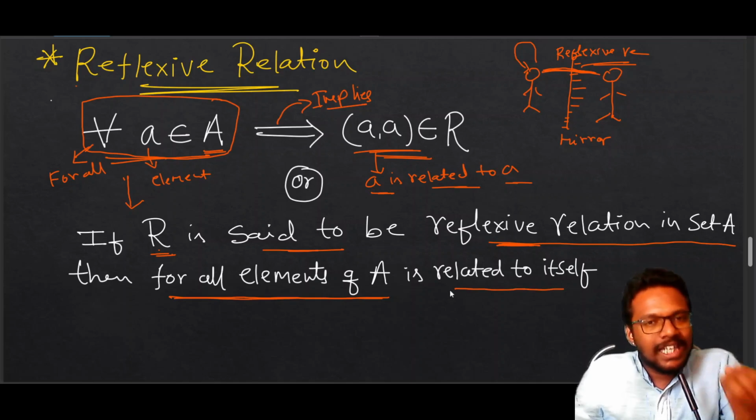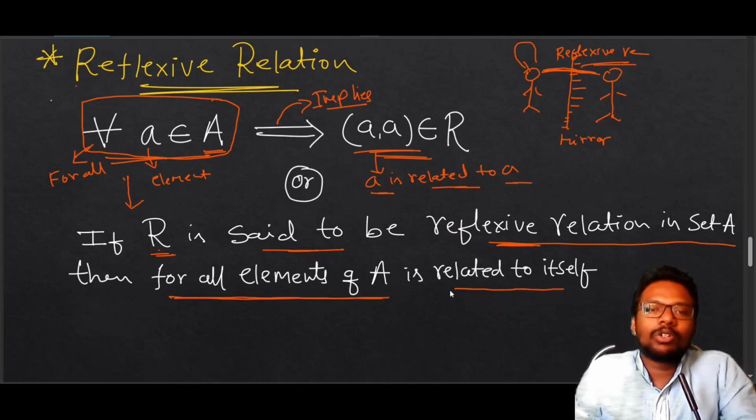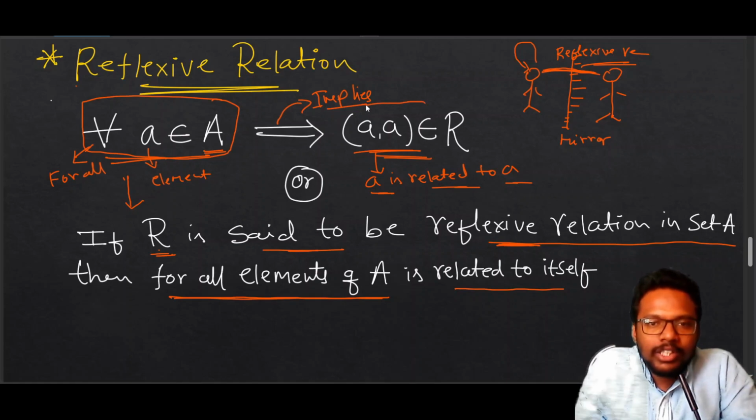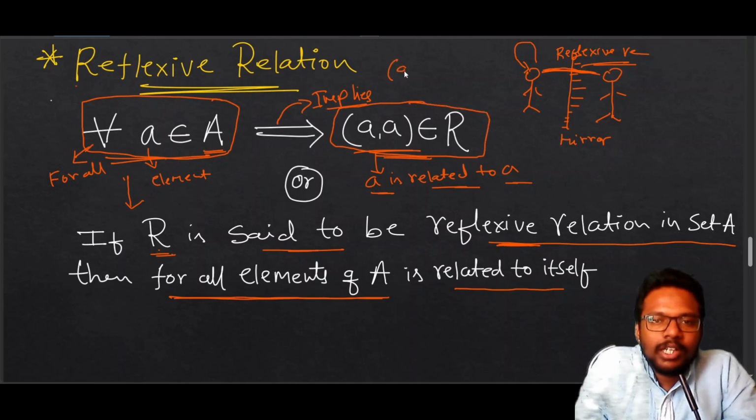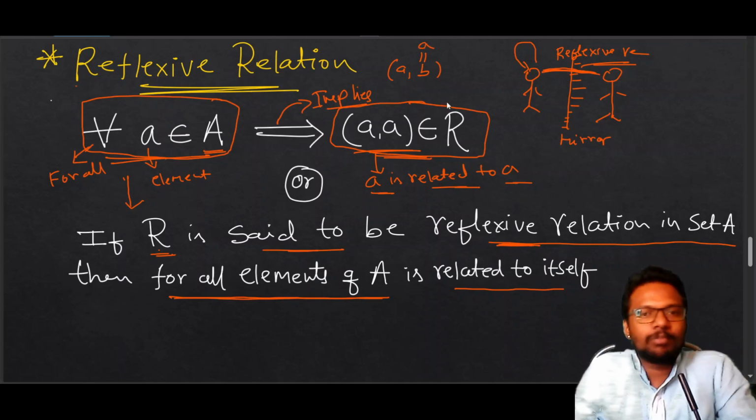If you take any element of A, it should relate to itself. Relating to itself is represented by the ordered pair (A, A). Actually, we represent an ordered pair as (A, B), but in the place of B we have substituted A itself, because we are creating a relationship between the element and itself. So both become the same, A. This is the definition.